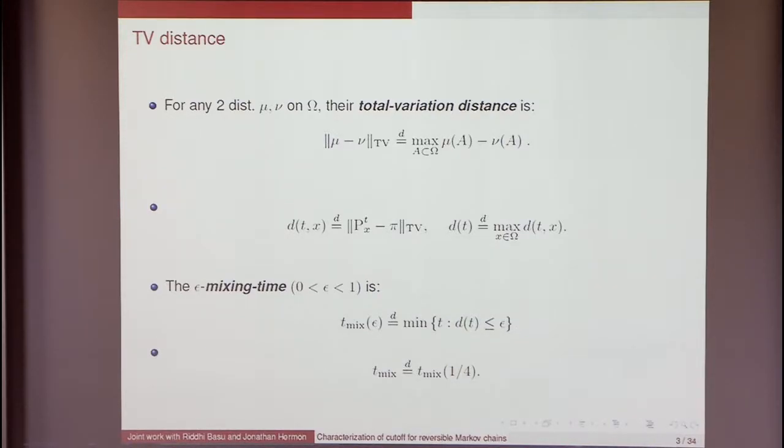Now, the distance to stationarity has a submultiplicative property, which means once it's strictly below a half, it continues to go down. So if you don't care about constants that depend on epsilon, then you can just fix epsilon to be a quarter. But here we'll want to do finer things and understand the dependence on epsilon. But t mix is just going to be an abbreviation for t mix of a quarter when we don't write the epsilon.